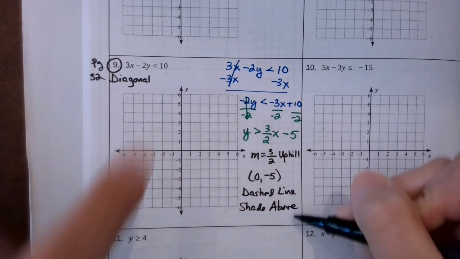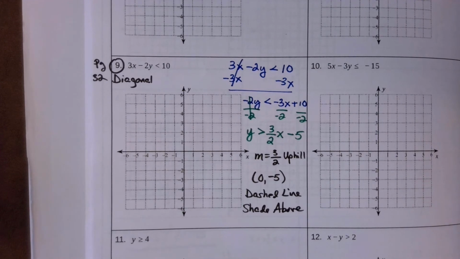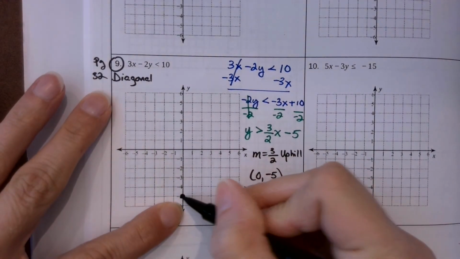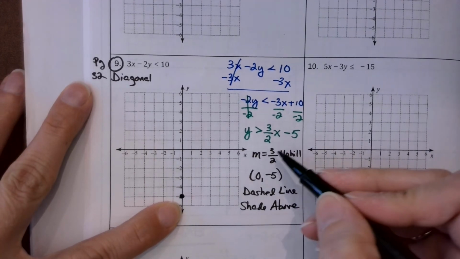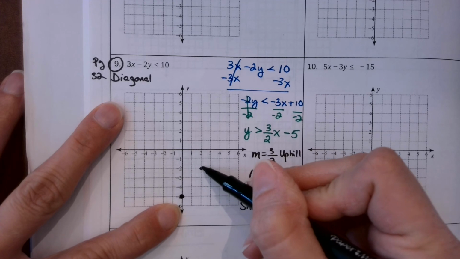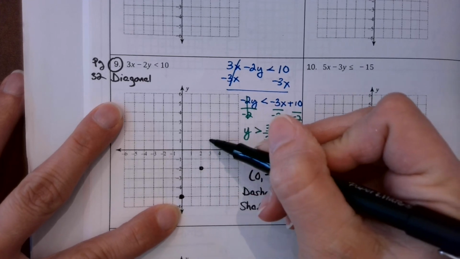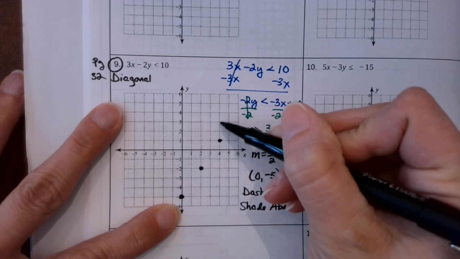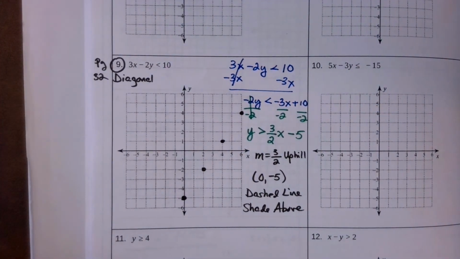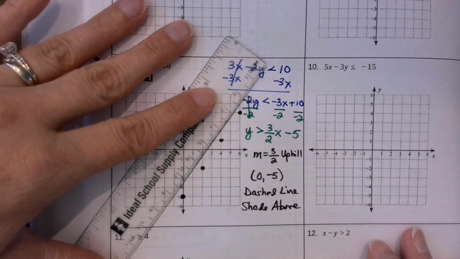Okay, I've got my list of things here that I have to accomplish. Let's graph it. We're going to start at 0, -5 as the starting point. It's going up 3 over 2. Up 3, over 2. Up 3, over 2. Up 3, over 2. Look how high I went, all the way to the edge of the graph paper. Okay, now I'm getting ready to draw the line.